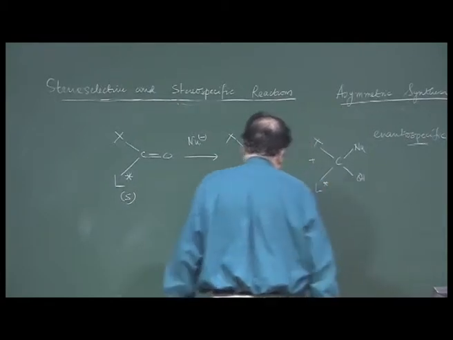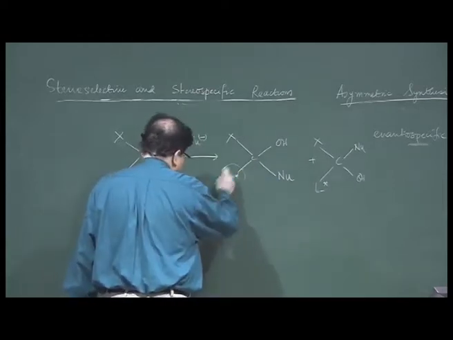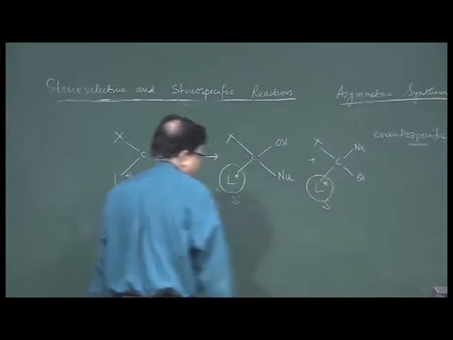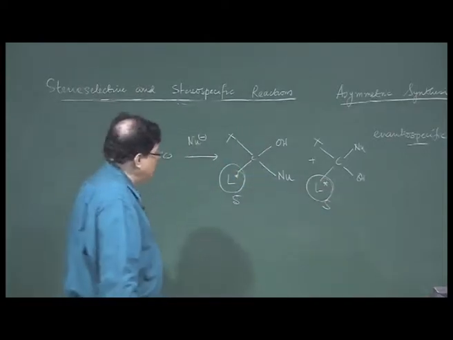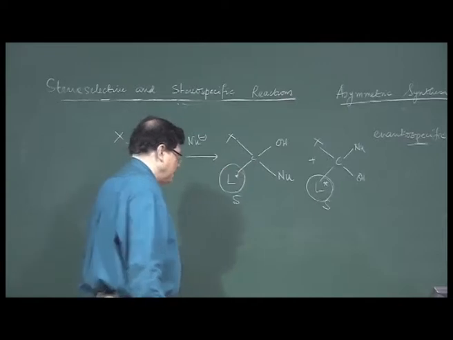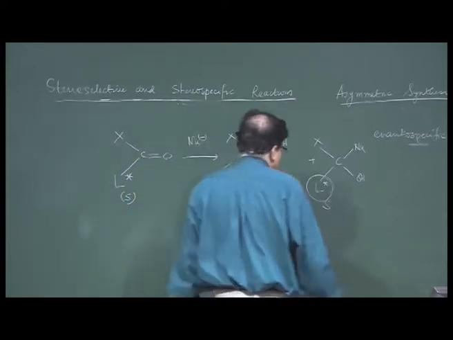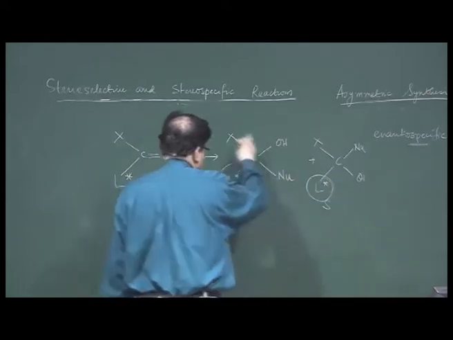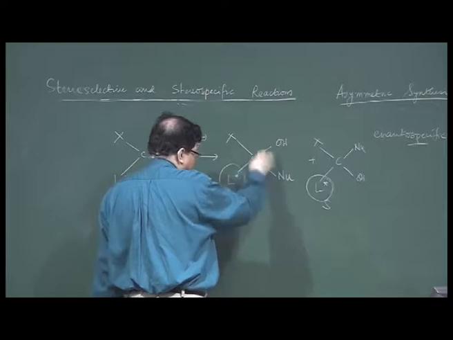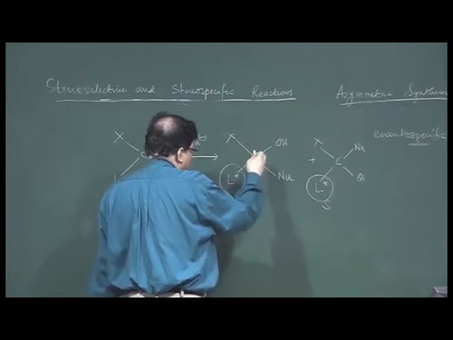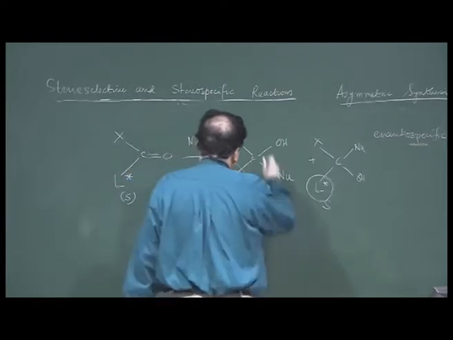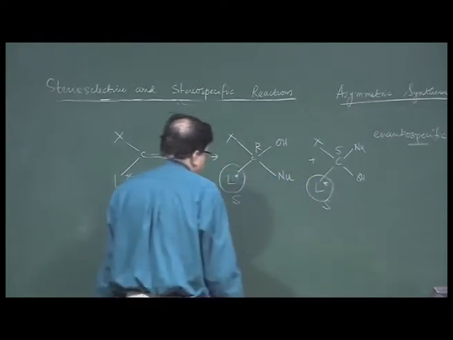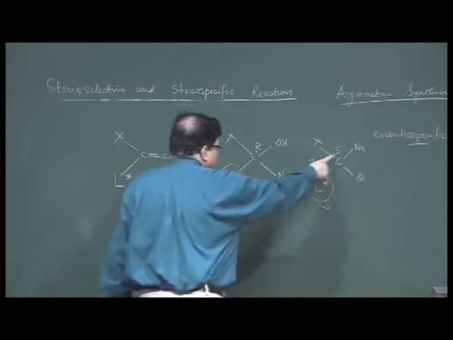Now, suppose this is still S, this is still S, because you have not touched the chiral center of L. What you have done is you have created a new chiral center. Now, there is a possibility that they will have configuration. Suppose we have a sequence order here such that this becomes R. Then this has to be S. If this is R, then this is S.